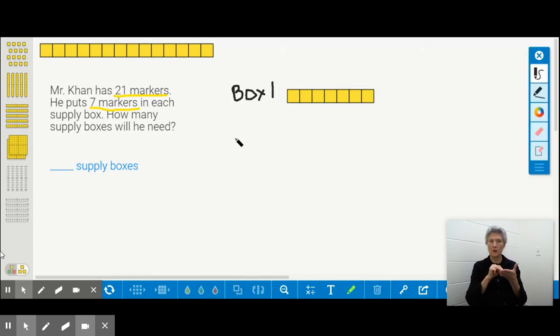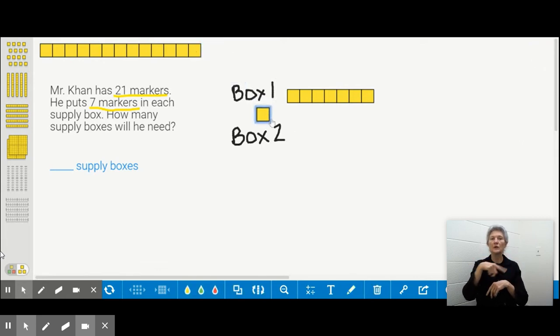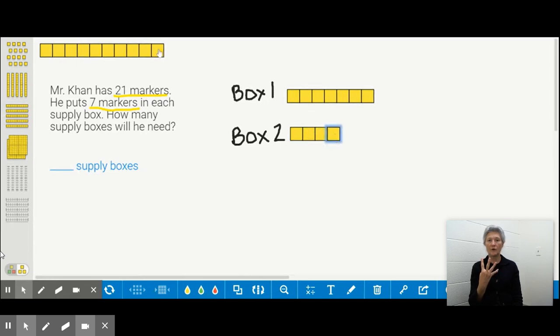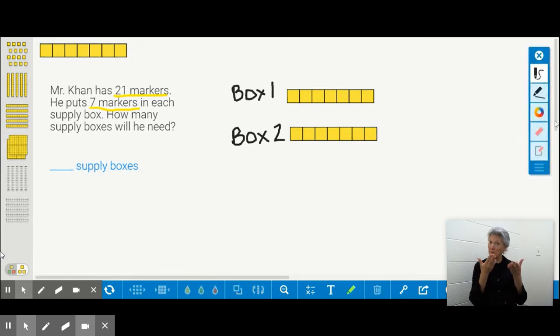It looks like I have enough to do another box. So let's say box number 2. And I always like to label my work when I'm representing it so I remember what the different things represent. So we need 7 markers for this box. 1, 2, 3, 4, 5, 6, 7.